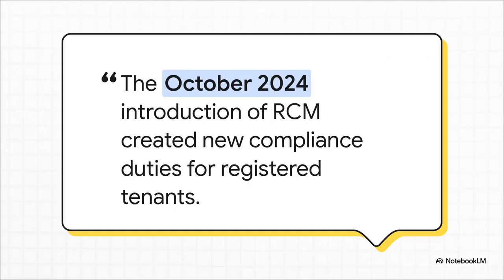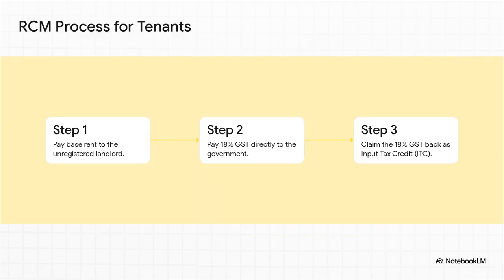So here's the absolute crux of it. Before October 2024, if your landlord wasn't registered for GST, it was simple. No tax. Happy days. But now, it doesn't matter if they're registered or not. If your company is registered, the obligation to pay that tax falls directly on you. I know, it sounds like a pain, but it's really just a 3-step dance. Step 1, pay your landlord the normal rent, no changes there. Step 2, you calculate that 18% GST on your own and pay it straight to the tax man.